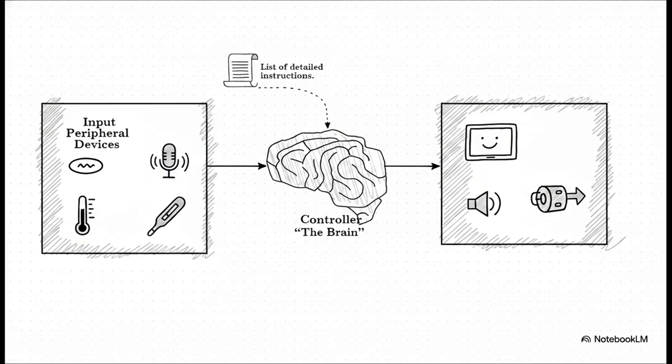This brain receives input from peripheral devices, which act kind of like its senses, things like buttons, microphones, motion sensors, thermometers. The brain processes that info using its detailed instructions, and then it commands the output peripherals, its limbs essentially, like LCD screens, speakers, or motors, to take action.